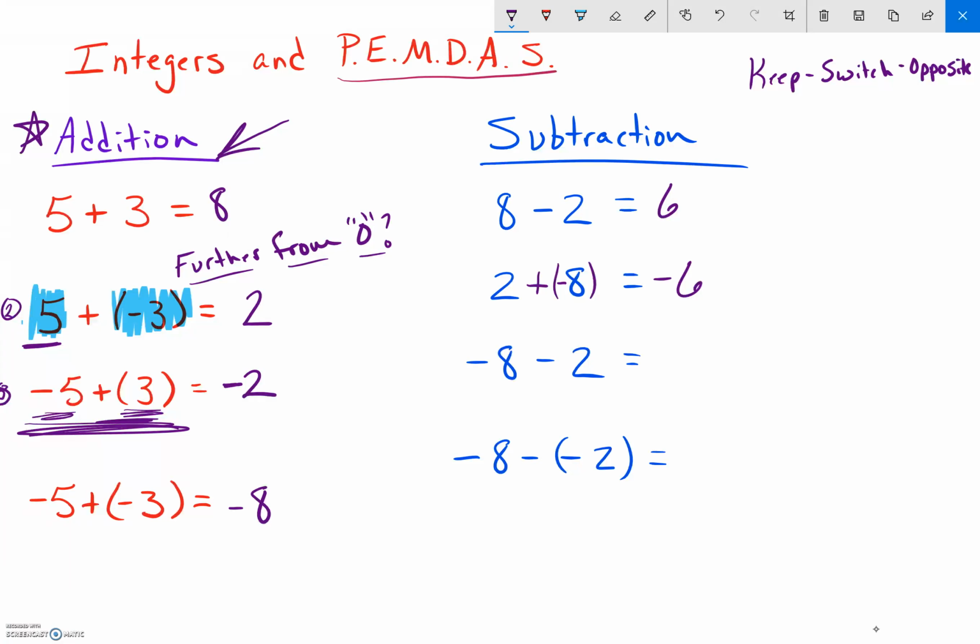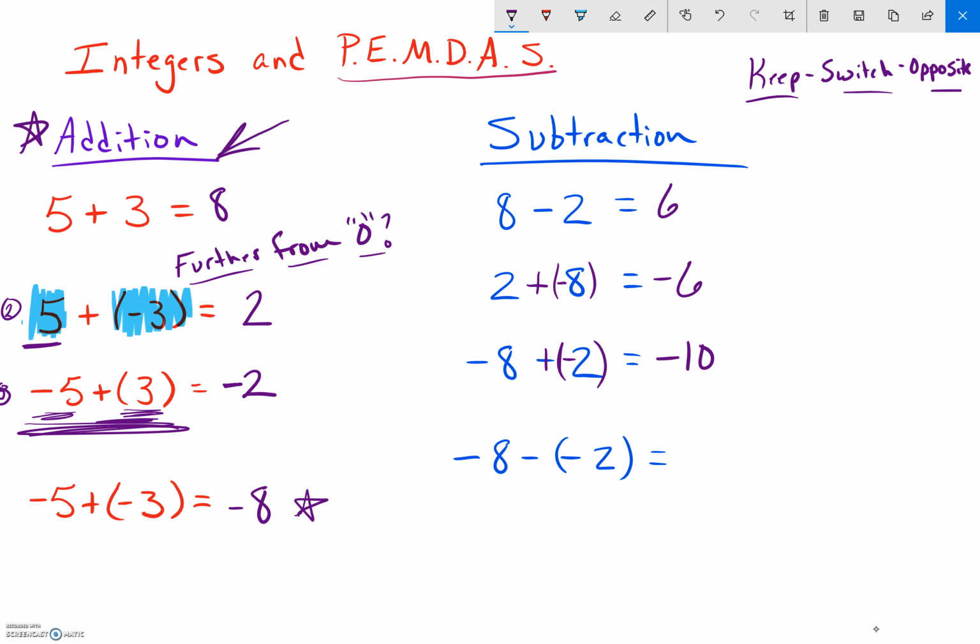Same thing on the third one. If you're confused by negative 8 minus 2, do keep, switch, opposite, and it becomes adding 2 negatives. Be a lot like this one. It's going to be negative 10.